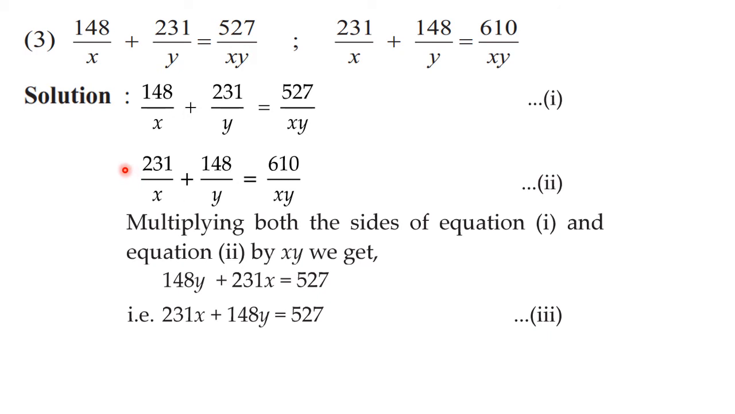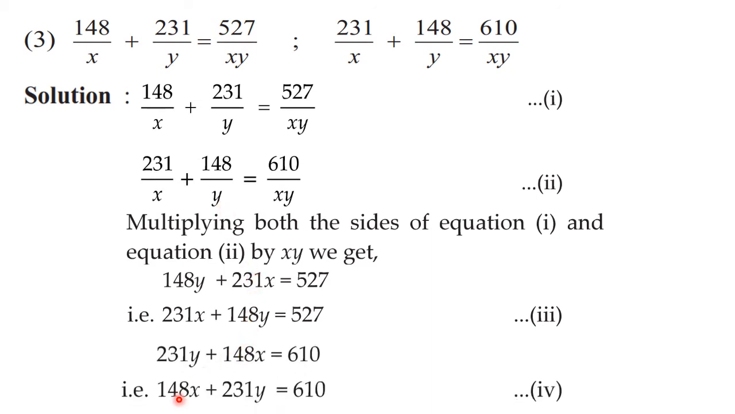Similarly, when we multiply each and every term by xy, what will we get? Here x and x will get cancelled, so we will get 231y. Here we will get 148x and here we will get 610. If we write it properly in sequence, the next equation will be 148x plus 231y is equal to 610, equation number 4. Originally by multiplying by xy you get the first form, but when you write it in proper sequence you get this. So the simple equations 3 and 4 are ready now.